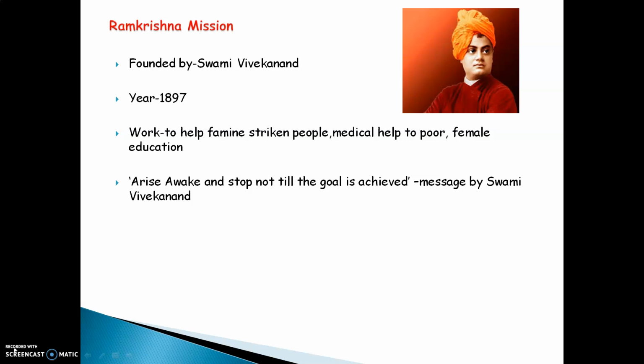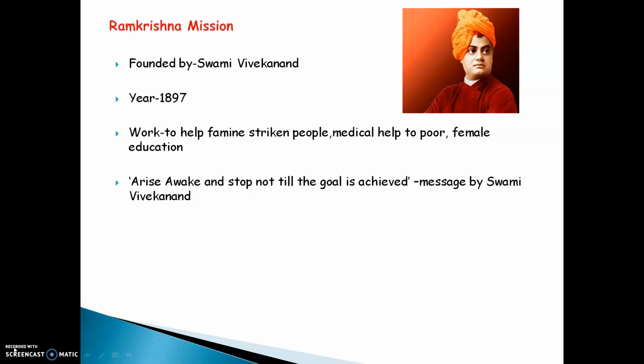Ramakrishna Mission, founded by Swami Vivekananda in the year 1897. The work of Ramakrishna Mission was specifically to help famine-stricken people. Famine means a natural condition where you have no water. When there is no rainfall, you cannot cultivate crops. Since you cannot cultivate crops, you don't get food to eat. There were people who did not get food to eat since there was famine. They needed medical help too.